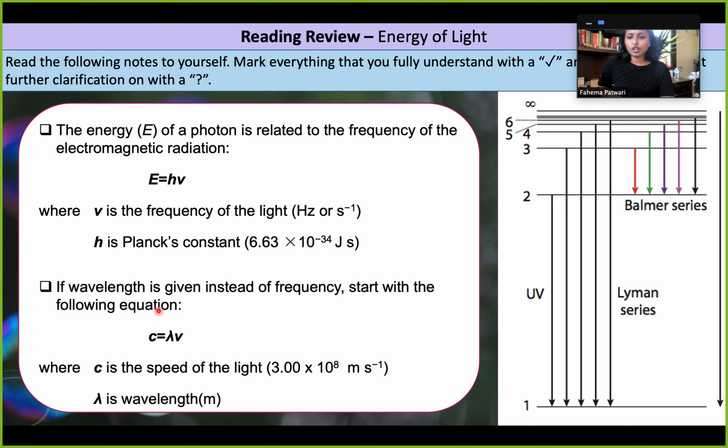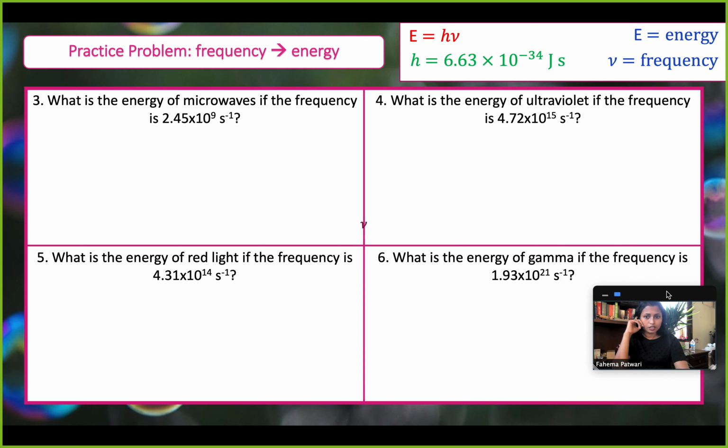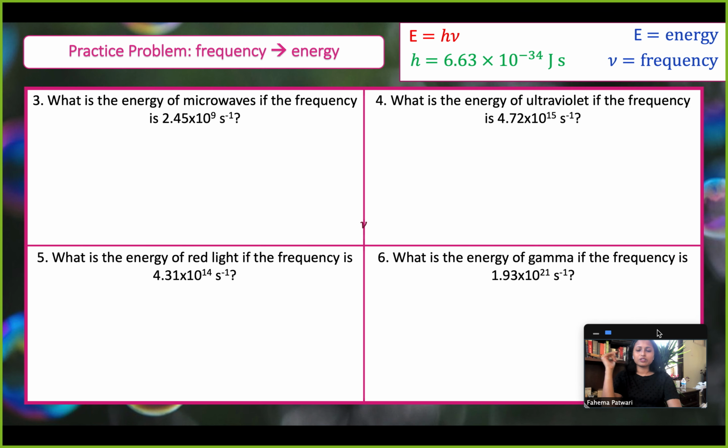In that case, you take your wavelength and plug in wavelength and speed of light to figure out frequency using this equation that we learned earlier. So let's do a couple of examples. All right, so first one: what is the energy of microwaves if the frequency is 2.45 times 10 to the 9th power? Right, that's how many waves you have per second for microwaves.